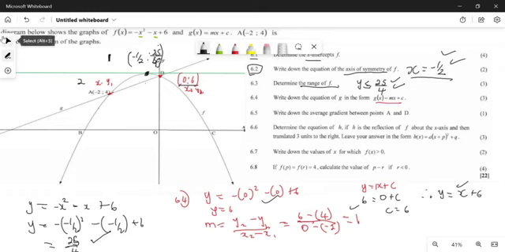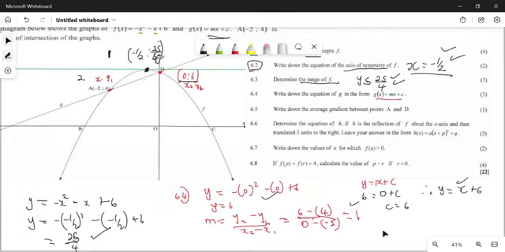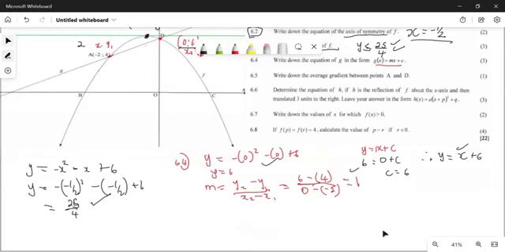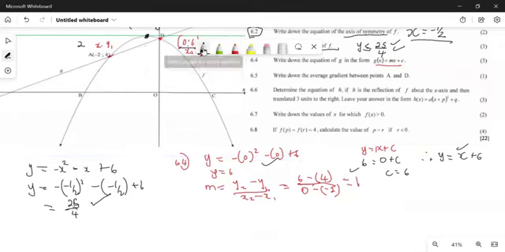We want to get the average gradient between point A and point D. You see, the difference between an average gradient and a gradient, they are not that much different. When they say they want the average gradient, you just put a bar on top here, but you're going to do it exactly this way.